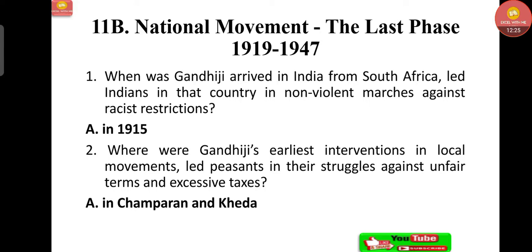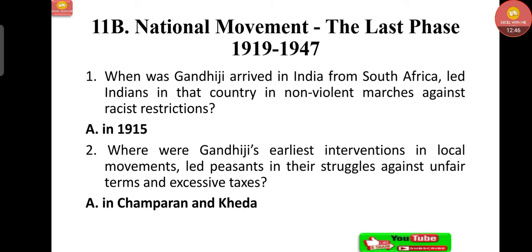Now the next chapter, 11b, National Movement, the last phase, 1919 to 1947. When did Gandhiji arrive in India from South Africa, where he had led Indians in non-violent marches against racist restrictions? That was in the year 1915.